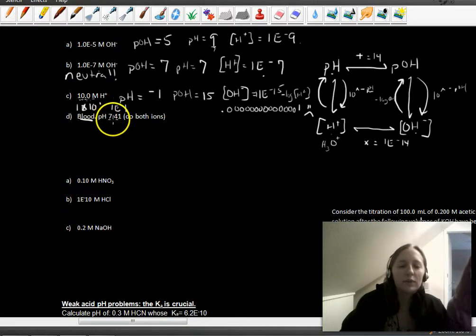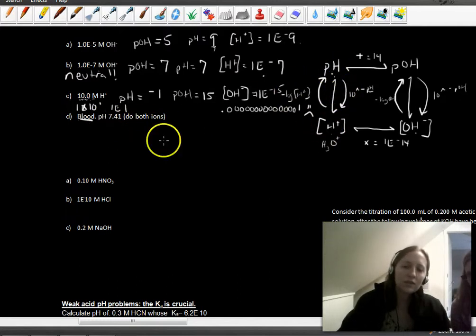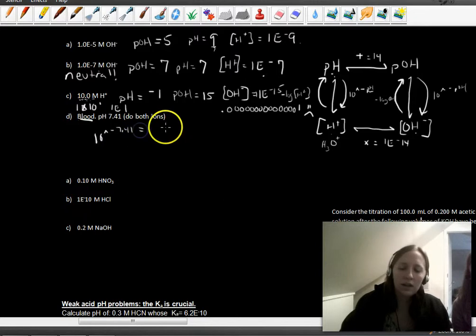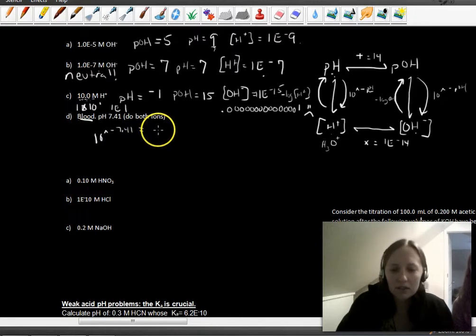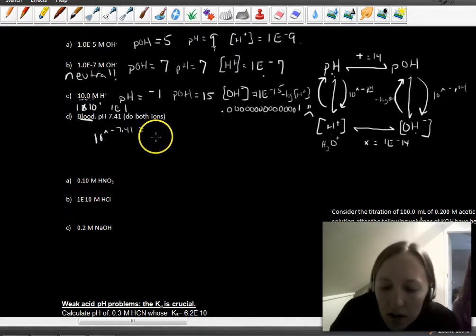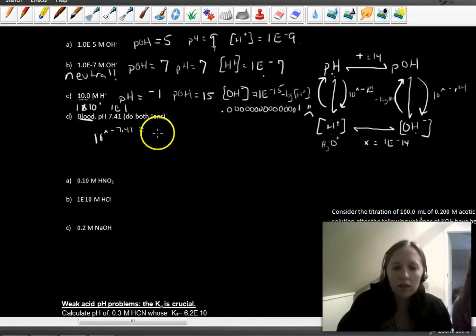All right. So pH 7.41. What we can do here is take this pH and unlog it to get to the H plus concentration by doing something like this: 10 to the negative 7.41. And what that equals tells us the H plus concentration is 3.9e negative 8 molar.